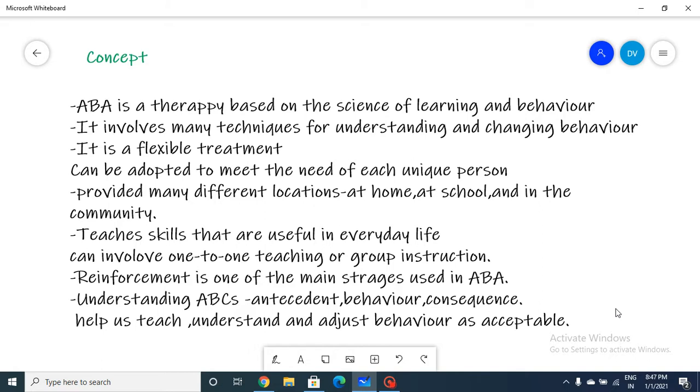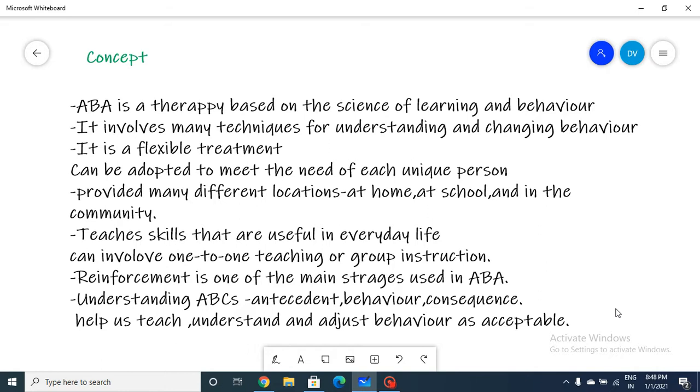Reinforcement is one of the main strategies used in ABA. So, do you know what reinforcement is? Reinforcement is something which encourages someone to do things again and again. Mostly in ABA we use positive reinforcement, negative reinforcement, and punishment.